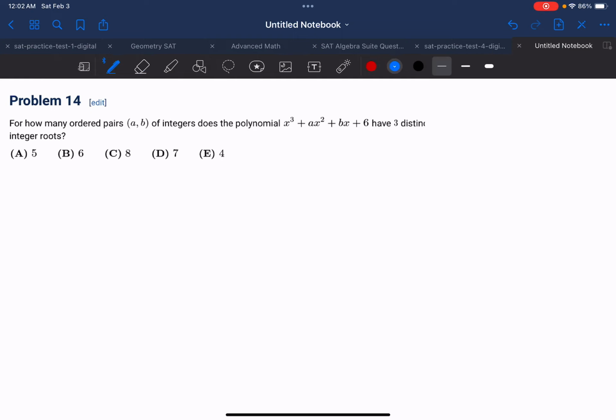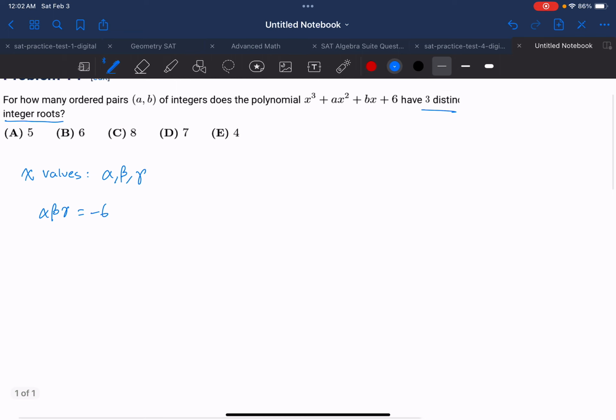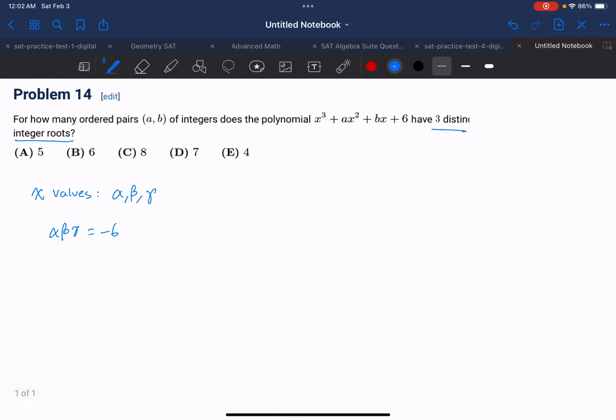By saying that there are three distinct integer roots, this means that all the x values are different. If we name them alpha, beta, and gamma, then we know that if we multiply all of these, we get -6. So we could guess what alpha, beta, gamma are. Some orders of this could be -1, 1, and 6.